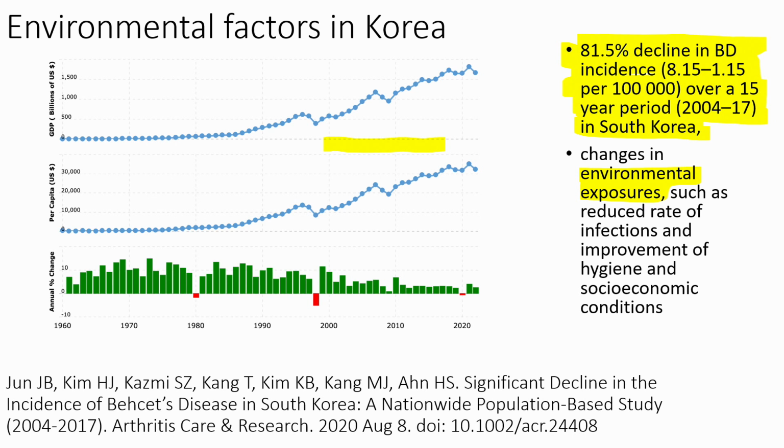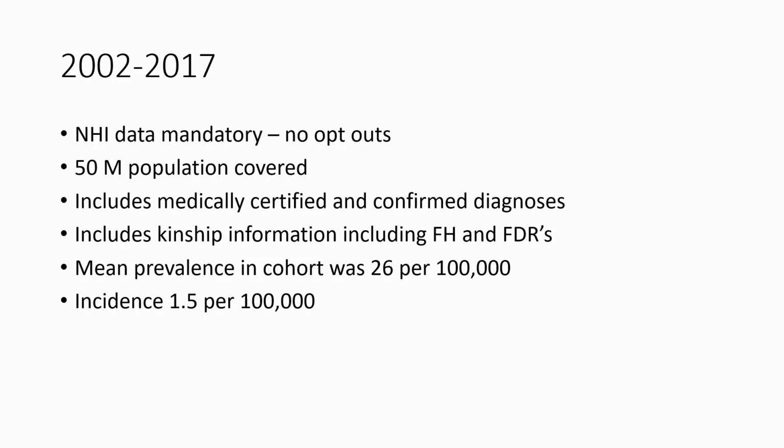And they speculated that because South Korea was a fairly genetically homogeneous population with not much migration, this could be due to environmental factors such as changes in infection, hygiene, or socio-economics in some way. But all of these things would interact in this so-called genome-environment interaction. So let's delve into the detail a little bit more.